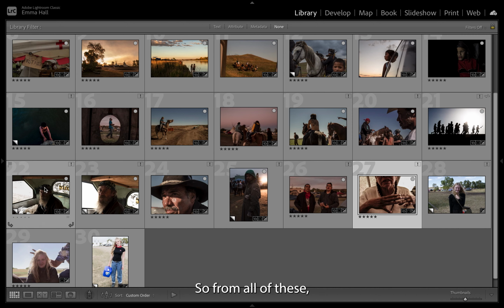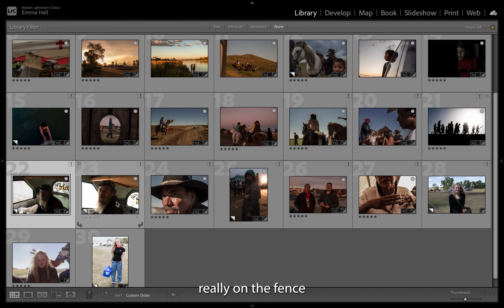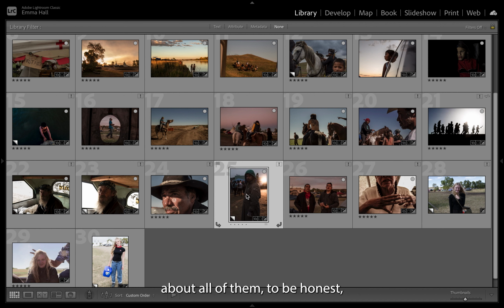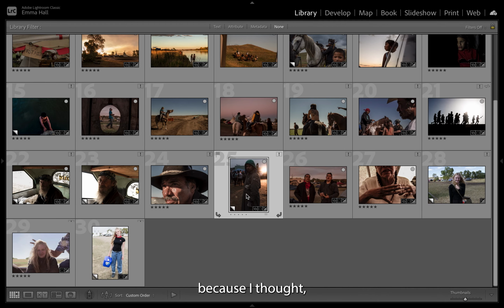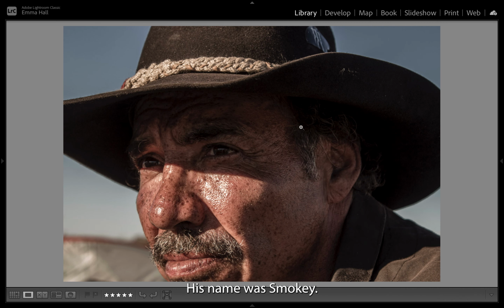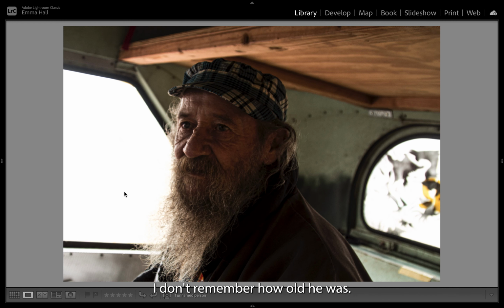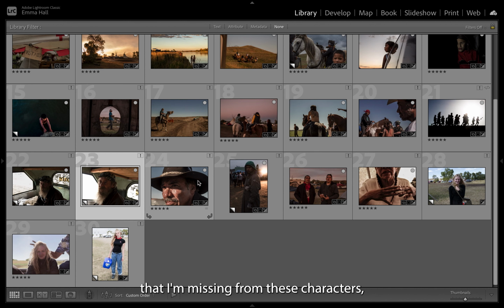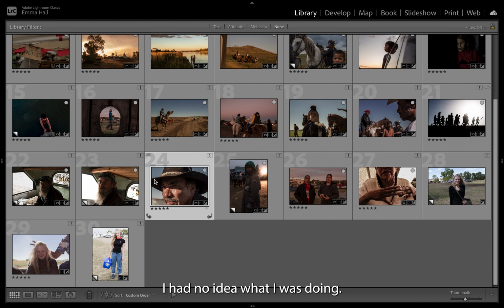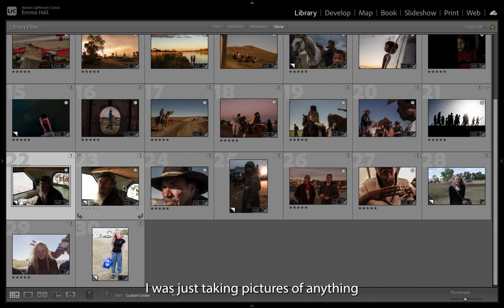So from all of these, I don't know. I'm really on the fence about all of them, to be honest, because I remember his name. His name was Smokey. I didn't really have his story. I didn't really have any of these people's stories besides this guy, and I don't remember his name or how old he was. So there's a lot of information that I'm missing from these characters, which is really sad. But again, I was 19. I had no idea what I was doing. I was just taking pictures of anything and anyone that would let me do that.